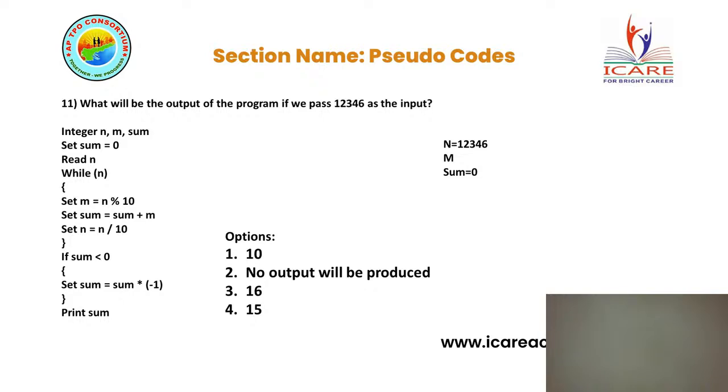So while n, can you check whether a number is true or false? Here there is no condition, they have just mentioned the condition as a variable. So while n, so while of 1, 2, 3, 4, 6. So 1, 2, 3, 4, 6 is either true or false.